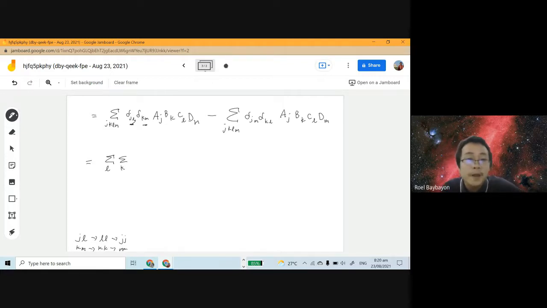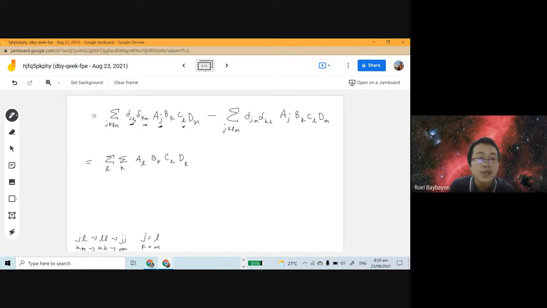So, therefore, ang duha ka summation L and K, so ang AJ kay mahimo siyang AL. Tama ba? Kay ang J nimo must be equal to L and K must be equal to M. So, nakoy AL. Ang BK, K lang siya, no? BK, CL, and then ang M nimo kay mahimong K.